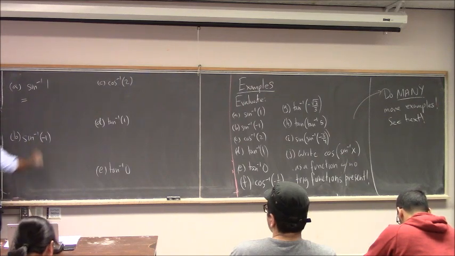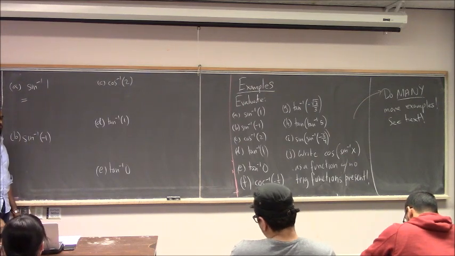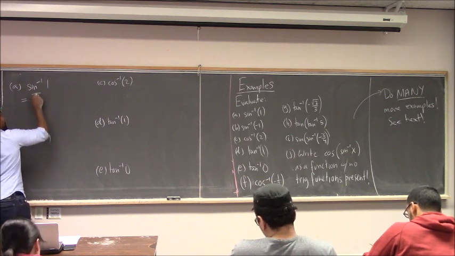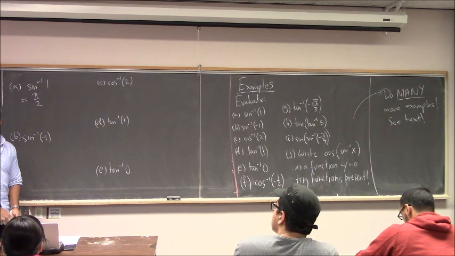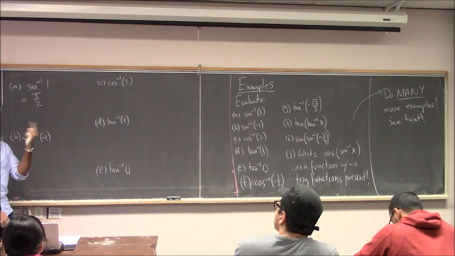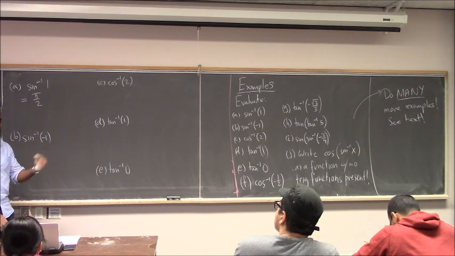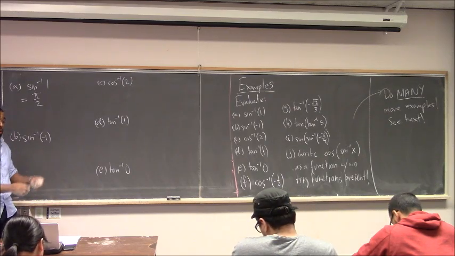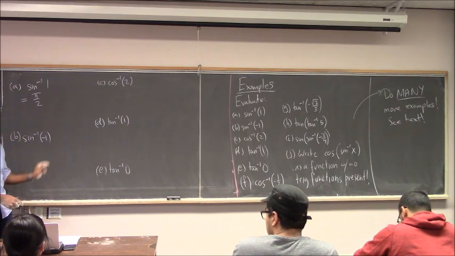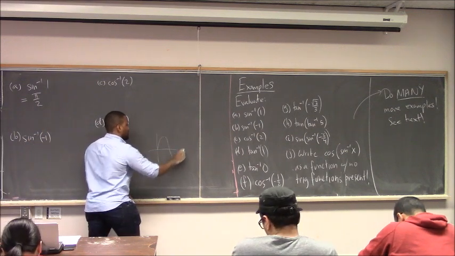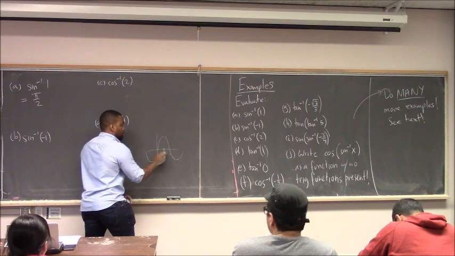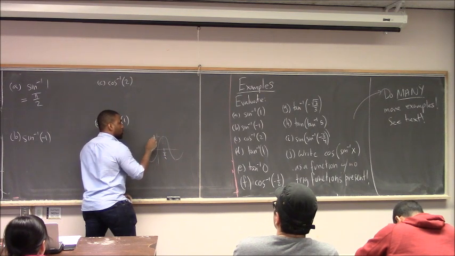Okay, what's sine inverse of 1? Pi over 2. How do you know? Right, so you're thinking of what angle would I plug into the sine function to get 1 as the output, right? And again, you can look at the table, you can also look at the graph. Pi over 2 is where it hits 1, right? If you look at the sine function, pi over 2 is where it hits 1.